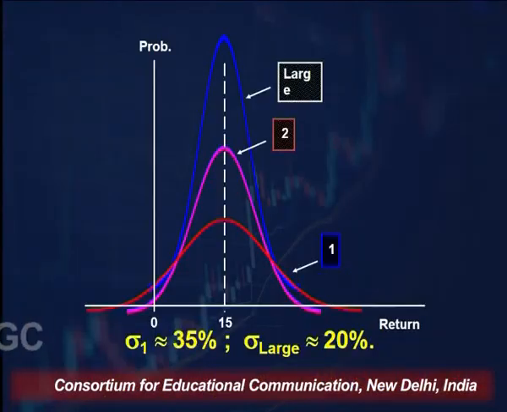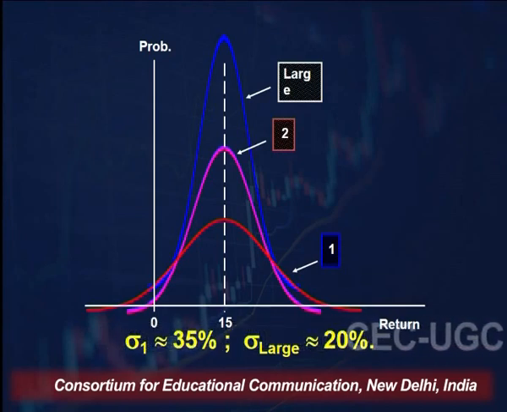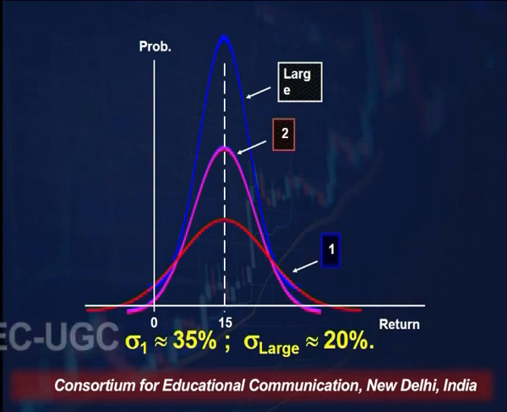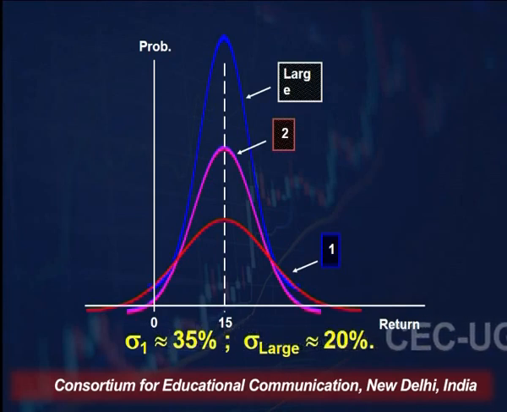Okay. Now, just look at this graph. We have 3 stocks here. In fact, we're doing a comparison between the risk and the return, and we are representing stock 1, stock 2, and then there is a larger one. Now, if you look at it, the risk of stock 1 is 35, whereas the risk associated with the larger one, the bigger portfolio with a lot of stocks, is just 20%.